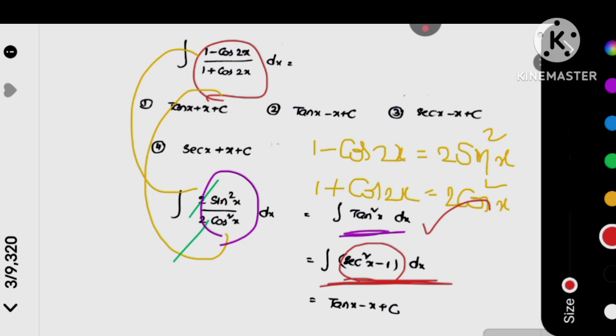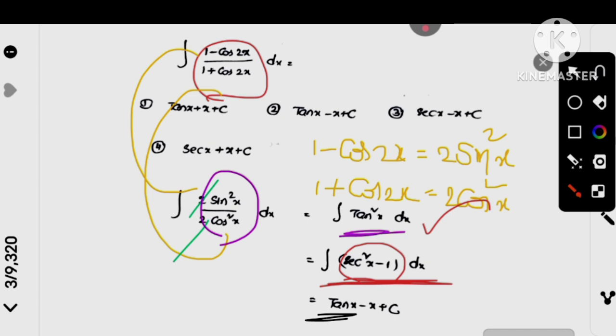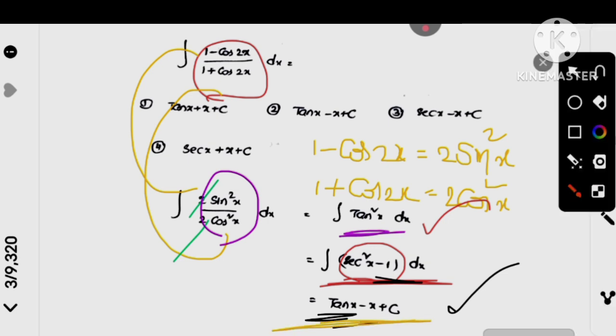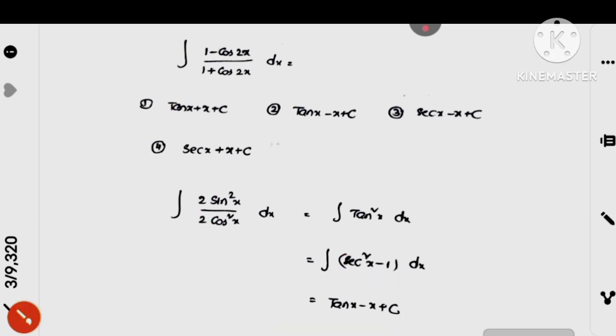Now take the integrations. What is secant square x integration? Tan x. What is 1 integration? x. That is, the answer becomes tan x minus x plus c. Okay, the answer is equal to tan x minus x plus c, and that is nothing but the second option. That's all. This is the answer. Understand all of you? It is also a very easy question.